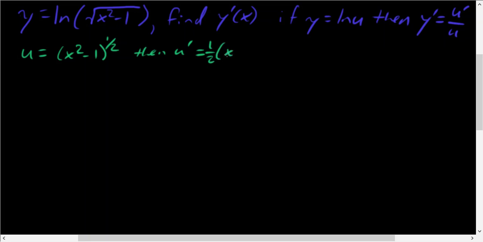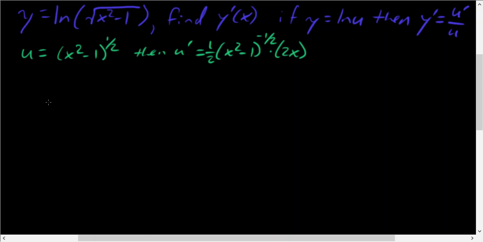We get 1/2 x squared minus 1 to the negative 1/2. We just subtract 1 from the power. But now don't forget, we've got a chain rule in here because we've got something other than just x on the inside. We've got x squared minus 1, so our derivative for x squared minus 1 is the 2x. Okay, so now I know u prime, I know u. I could just rewrite it in this form.